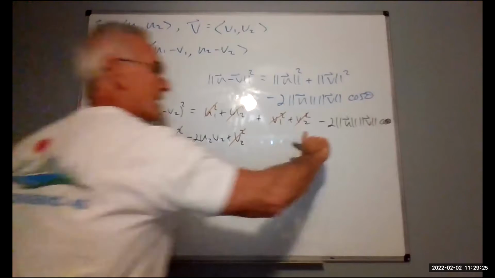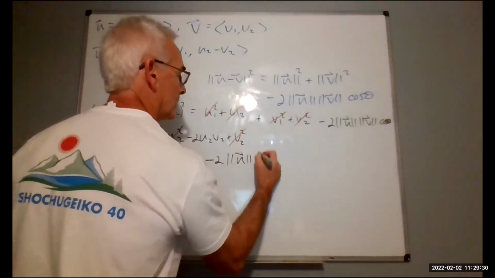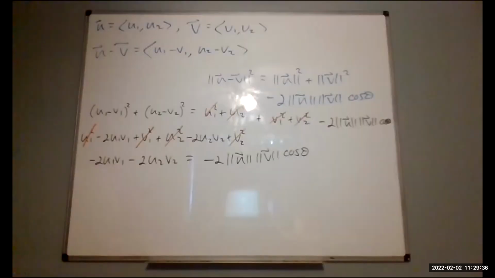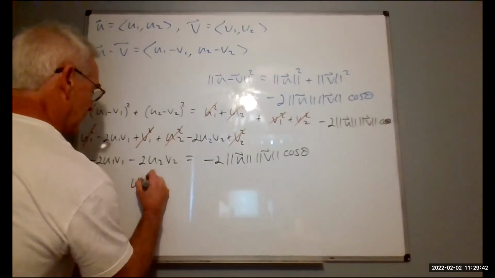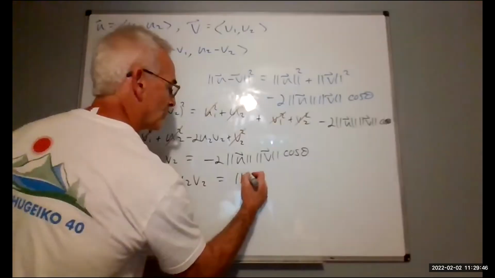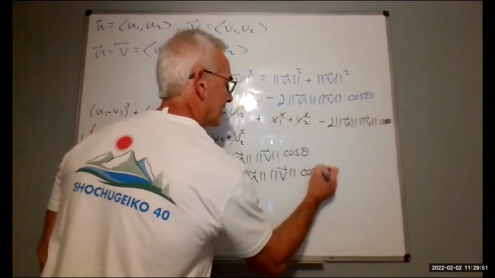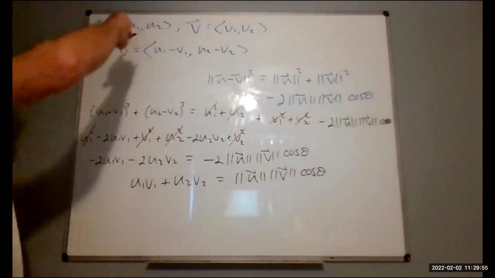Now my left side, all I have left is negative 2u1 v1 minus 2u2 v2. On the right-hand side, I have negative 2 times length u, length v, cos theta. Every term has a coefficient of negative 2. So if I just multiply both sides by negative a half, then my left side will simply read u1 v1 plus u2 v2. My right side will be length u, length v, cos theta. Beautiful.